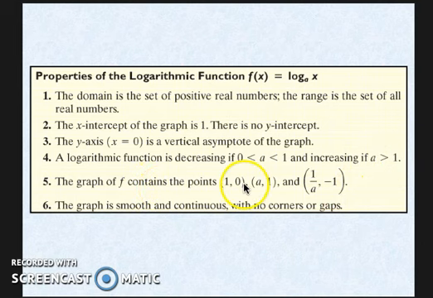The graph of f always contains these 3 points: (1, 0), that's your x-intercept, (a, 1), and (1 over a, negative 1). When x is a, the function value, that is y, is 1. When x is 1 over a, then the function value or the y coordinate is negative 1. The graph is smooth and continuous, and there are no corners or gaps in it.